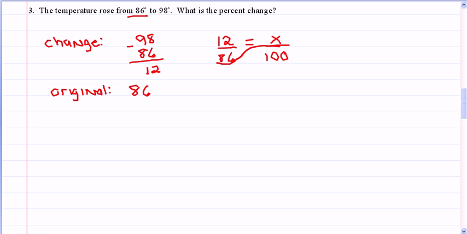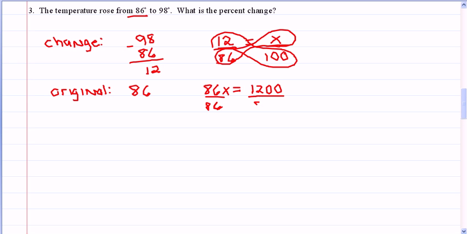So I start by cross multiplying, and I get 86x equals 1200. I divide both sides by 86, and I show the work on the side. And for all of the examples in this lesson, I will round to the nearest tenth.